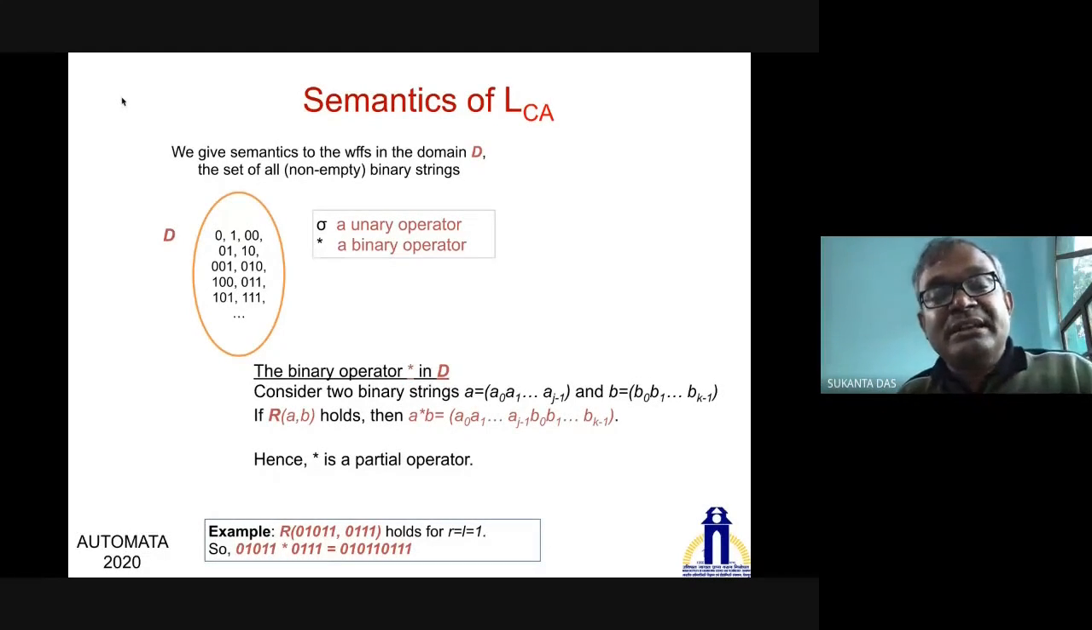Take an example. Since it holds, in the last example I have seen also, R 01011 and 011 holds. So for 01011 star 011, I can get the concatenation of these two strings, right?